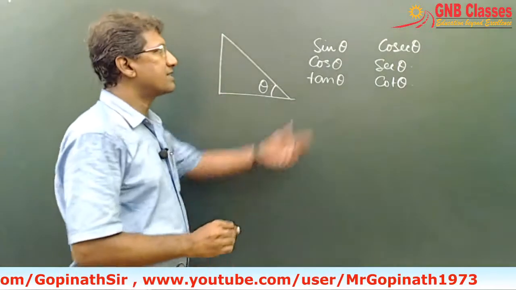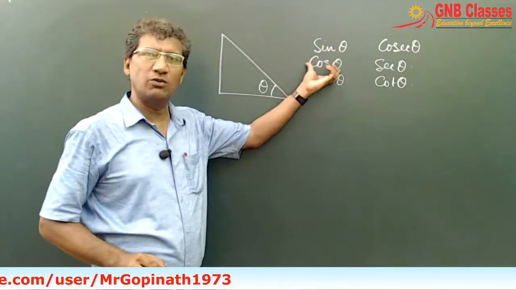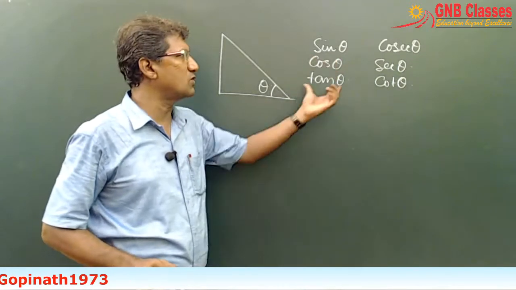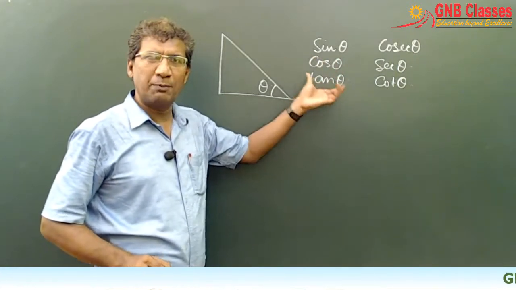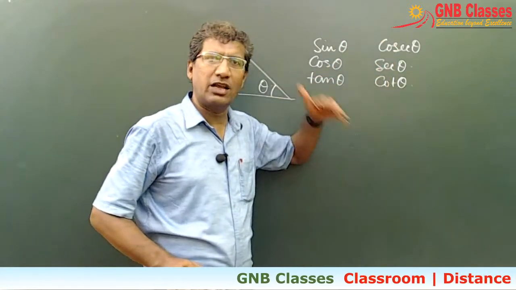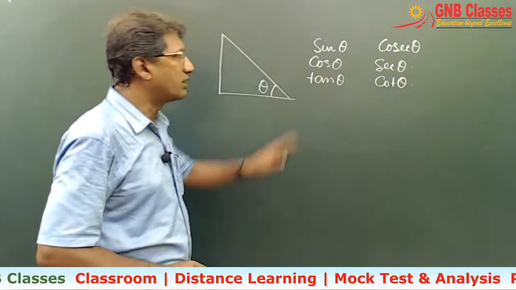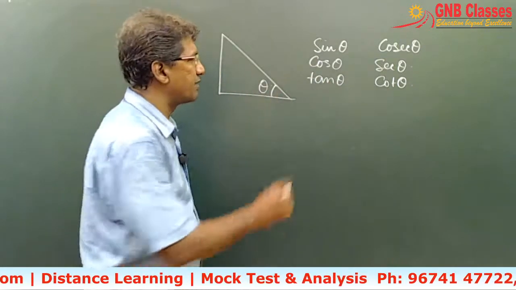Is it clear? Sine theta was what? Perpendicular by hypotenuse. Cos theta was base by hypotenuse. Tan theta was perpendicular by base. And cosec, sec and cot, they are the reciprocals of sine, cos and tan respectively. So this much we have learned in class 10.